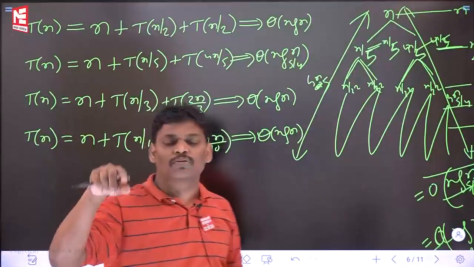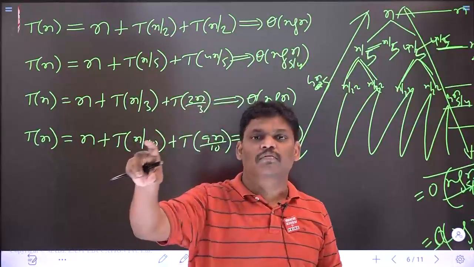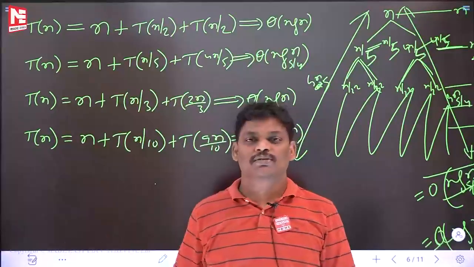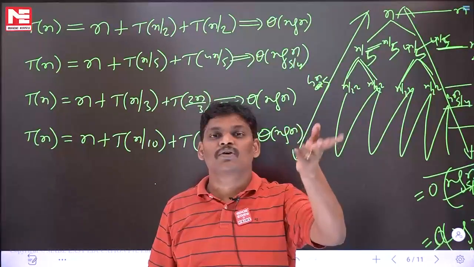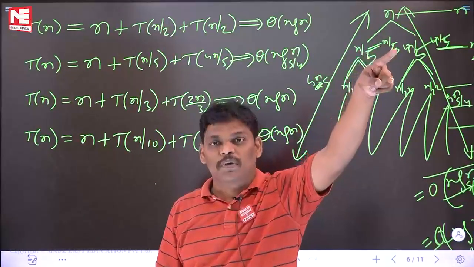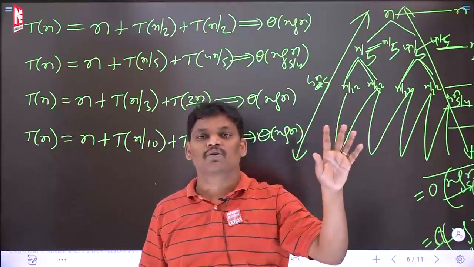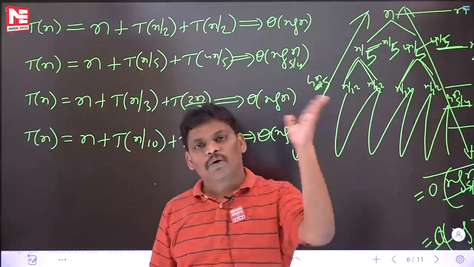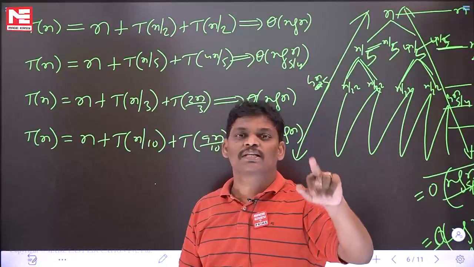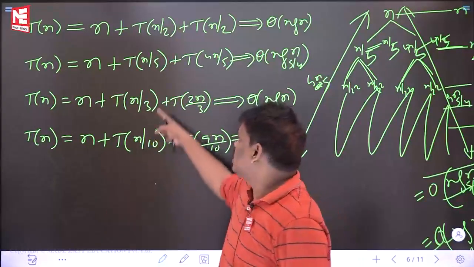That is the reason I am saying to you, quicksort most of the time will give best case or average case. In a very rare incident, quicksort will give worst case. The previous problem I explained to you: if the array is already sorted or almost sorted, then only quicksort will give worst case. In all the remaining cases, it will give average case or best case. So this is the example.